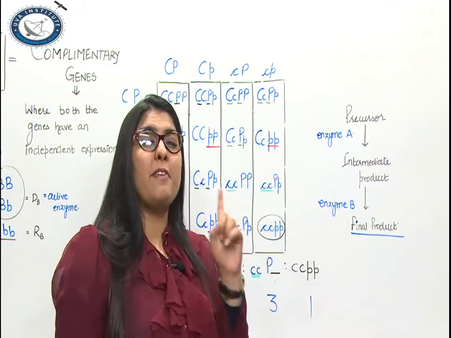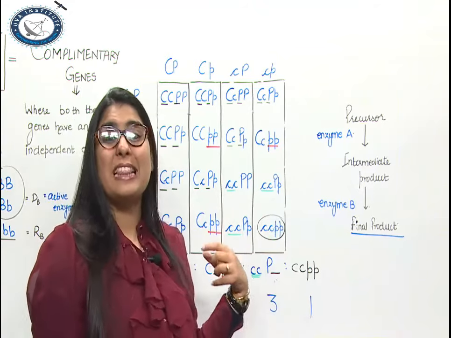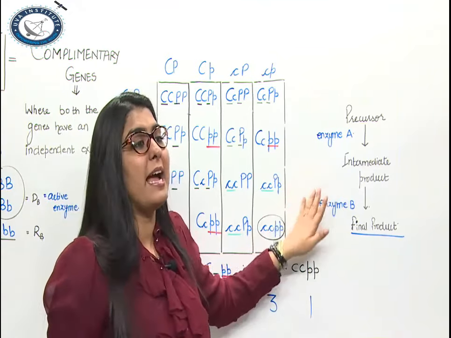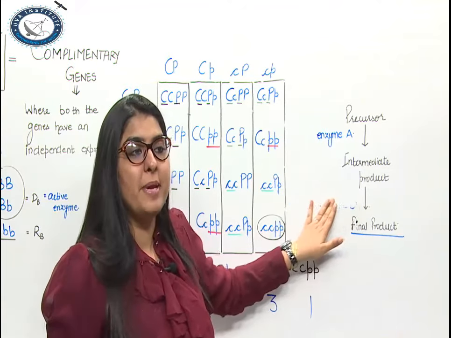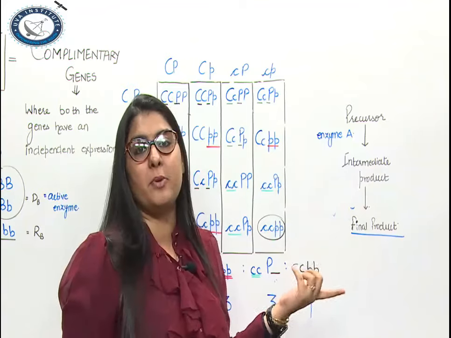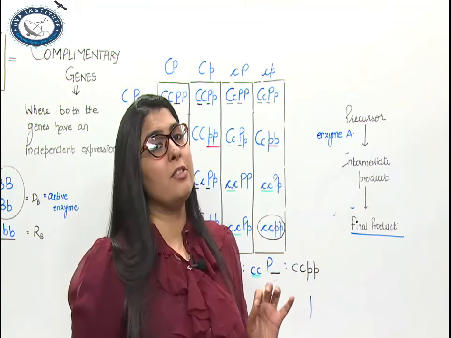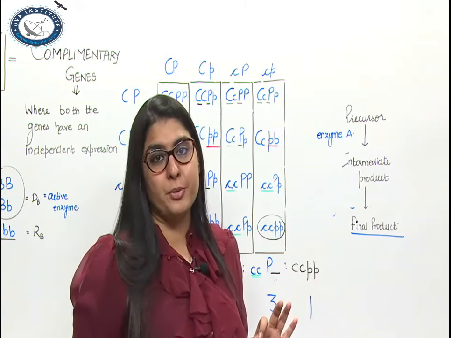But what if one is completely recessive, either of the two? Then what is going to happen? I will not have either of the enzyme, maybe B or maybe A. In that situation, I will not receive the product because the chain of the reaction is going to be broken down and no effect will be produced.